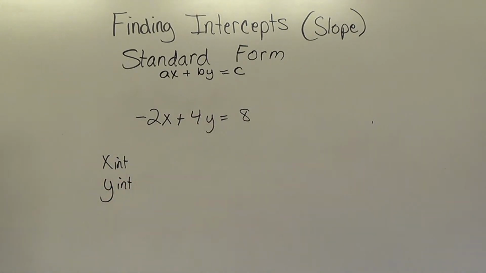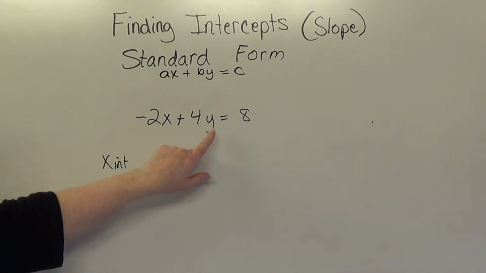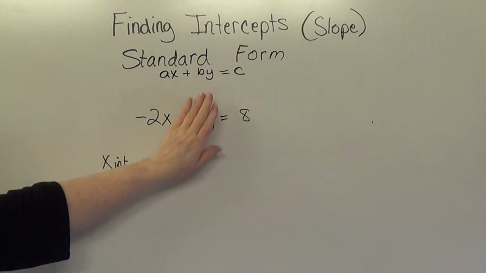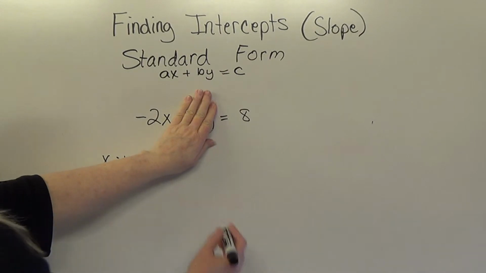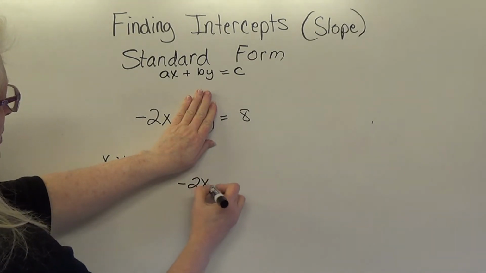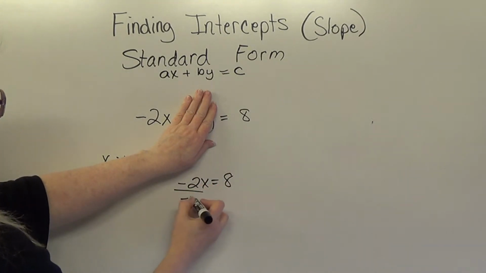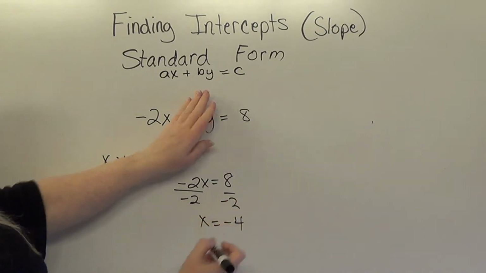Alright, to find the x-intercept, we let y be 0, so 0 times 4 is 0. Or you can think about covering it up. So if I cover it up, I get negative 2x equals 8, and then I divide both sides by -2, and I get my x-intercept as -4.